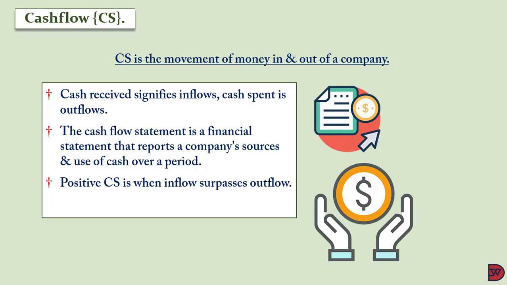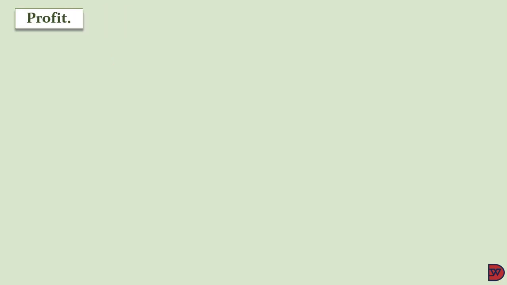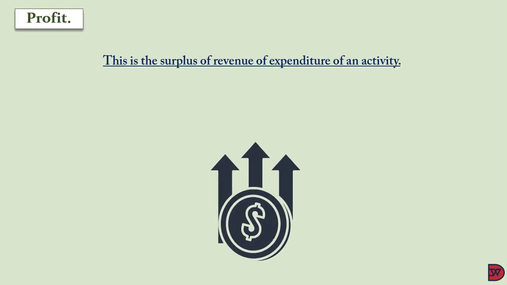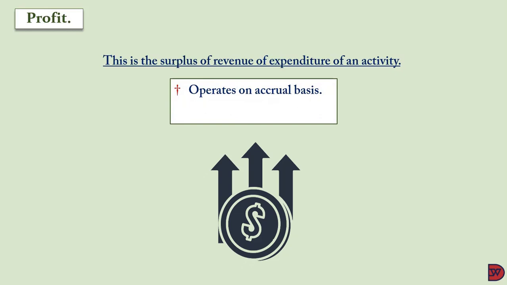So positive cash flow is when a business receives more money than they spent. And negative cash flow is the vice versa, when a business experiences more outflow than inflow. Profit is when there is a surplus of revenue earned but not received over expenditure, also incurred but not paid. So it's possible for you to have revenue that was all made on credit and have expenditure in your business that is all accrued, not yet paid. Okay, so this is what we call the accrual basis.